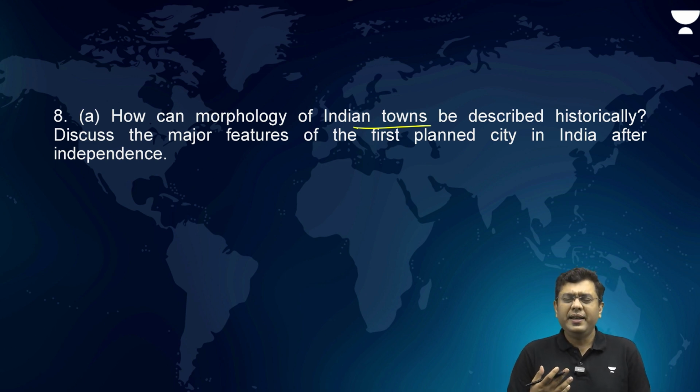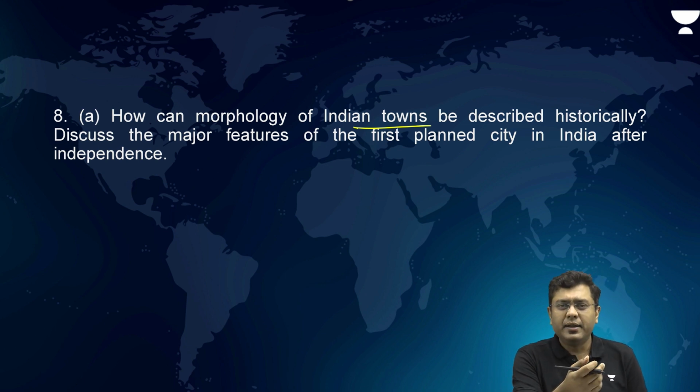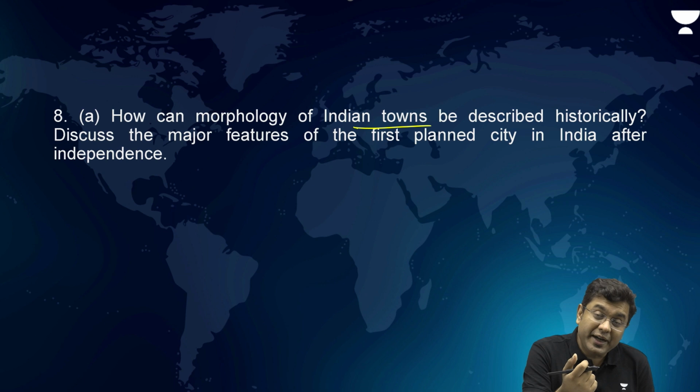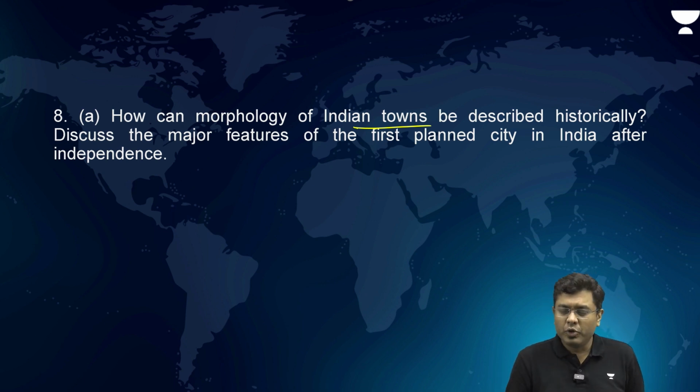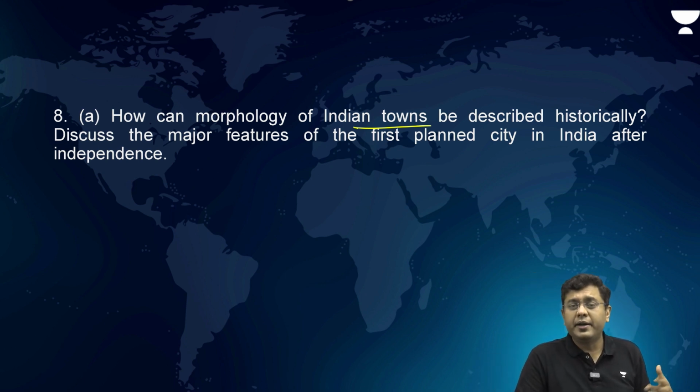Okay. Now, how can the morphology of Indian towns be described historically? So this is basically the various different areas. So pilgrimage towns that you had, then you also had the defense towns which were built during the British times. Then you had administrative towns, fortified towns which were built during the time of the Mughals, temple towns which were built before that and during the Middle Ages also. So like that you can talk about.